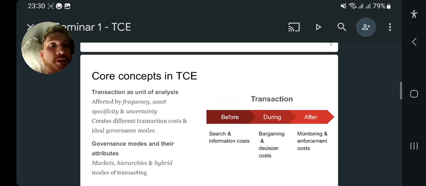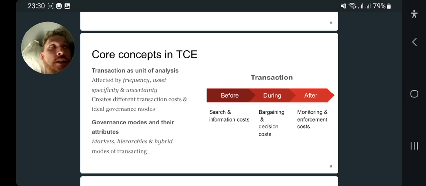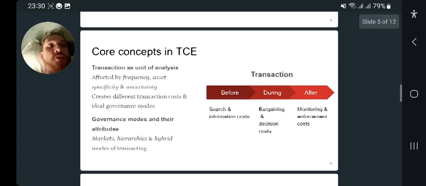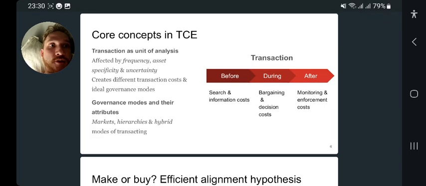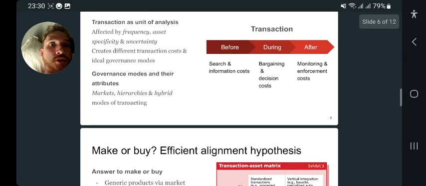So all of this creates transaction costs. It's costs that are not reflected in the price, but it's around it. It's a lot of energy that needs to be put into doing this thing called a transaction. As such, there is a transaction cost in all transactions.